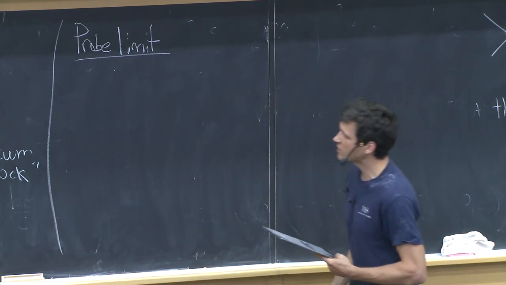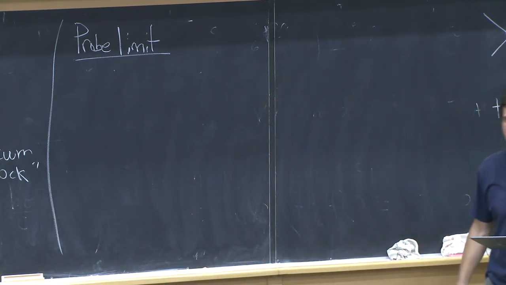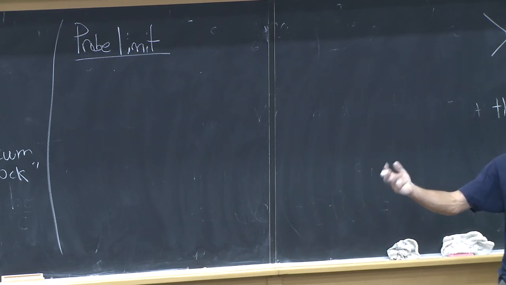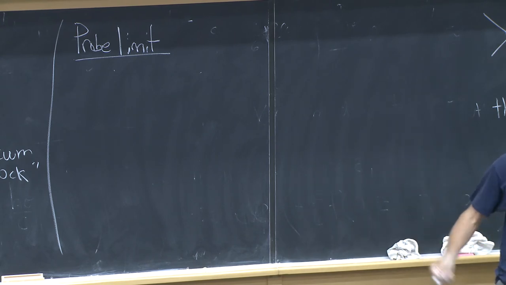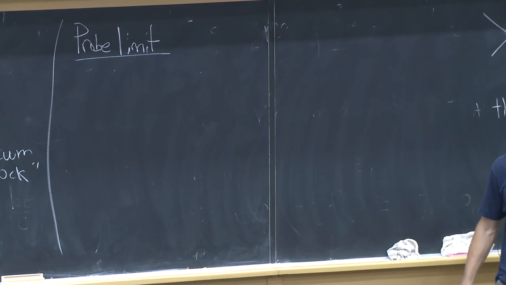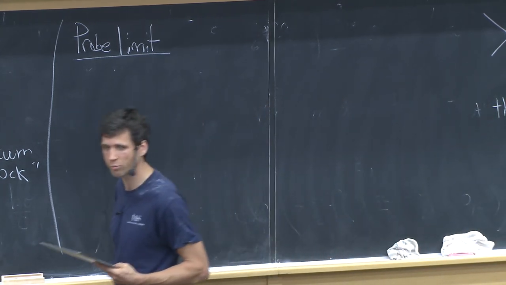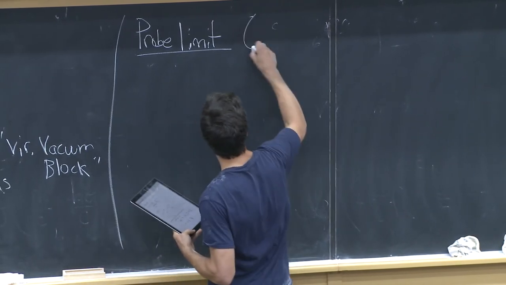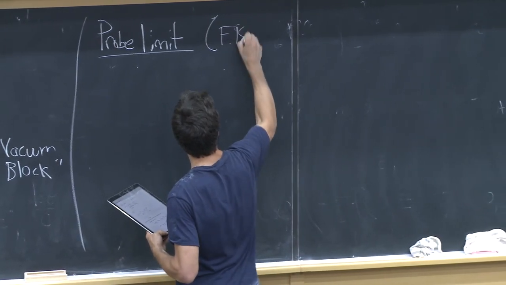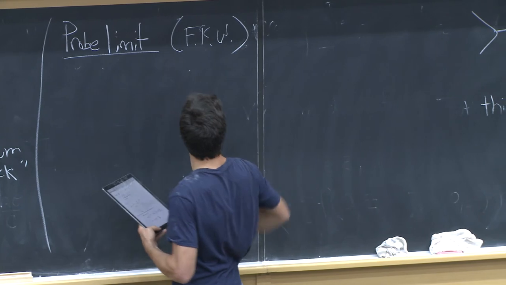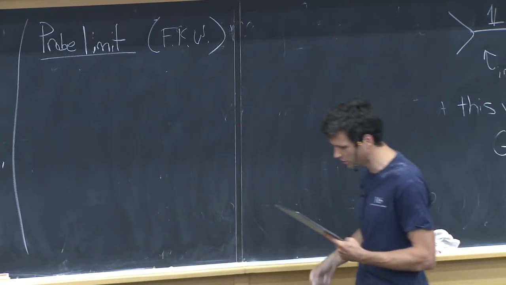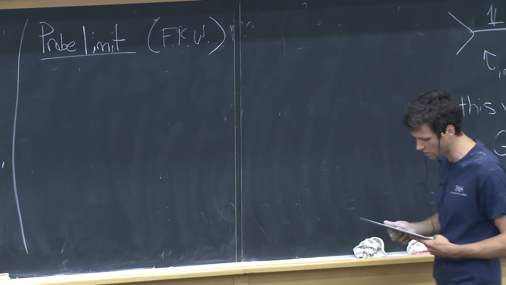I was just discussing the case where all four are heavy. There you can find an implicit match between gravity and CFT. Now I want to turn to a case where you can really do explicit, completely analytic closed form calculations, and this is the probe limit. This is based on a paper by Fitzpatrick, Kaplan, and Walters and various follow-up work.